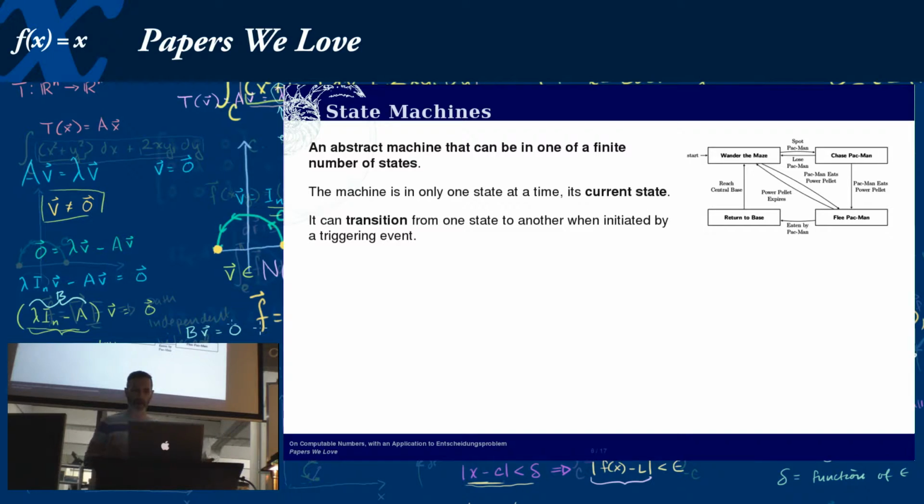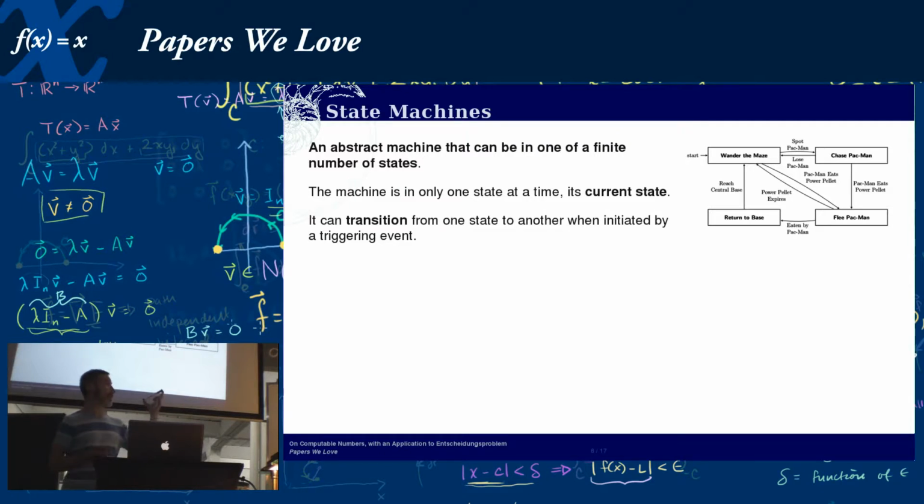So for the states of mind, he uses a tool that already existed in mathematics, and that is the tool of state machines. If you don't know what a state machine is, it's an abstract mathematical machine or concept that can be in one of any number of finite states. It's in only one at a time, and that's called the current state. And it can transition, usually by way of input, from one state to another.